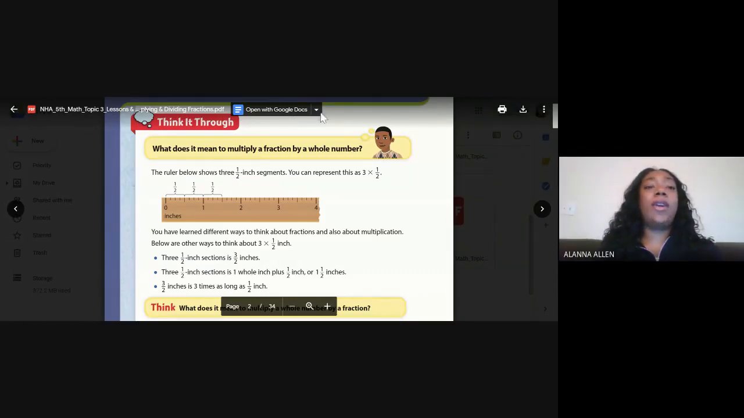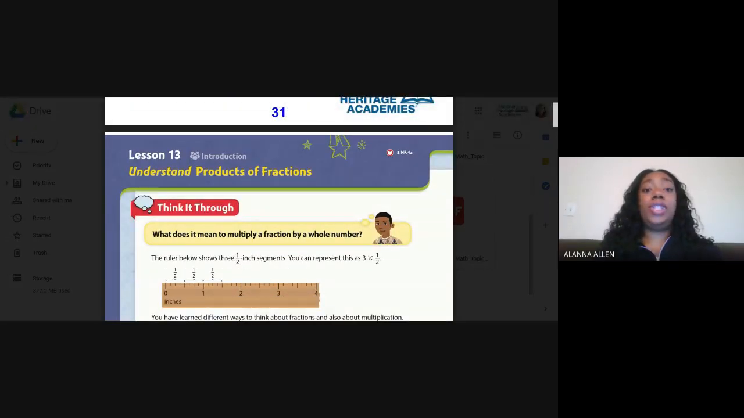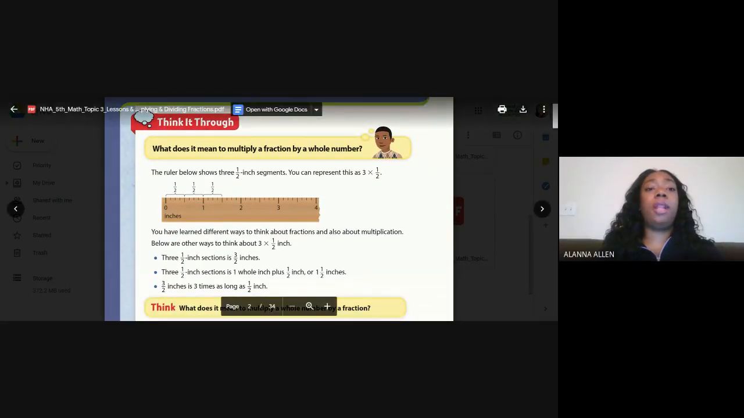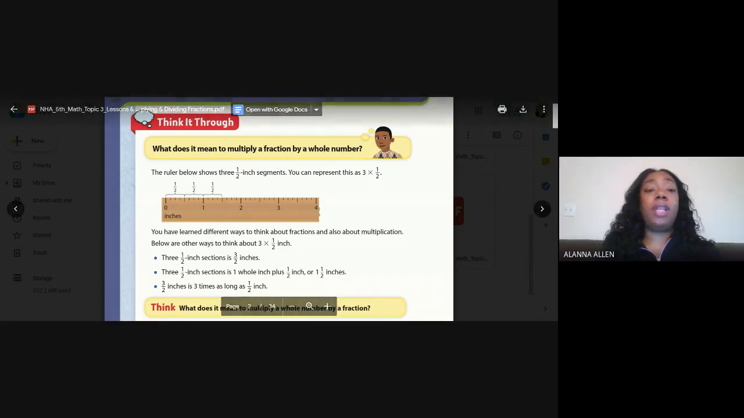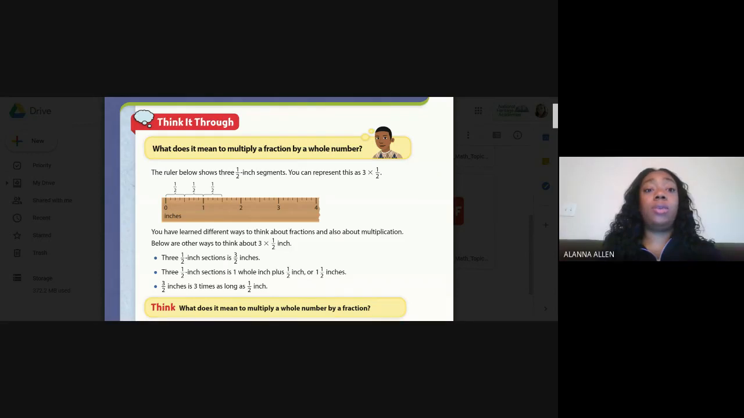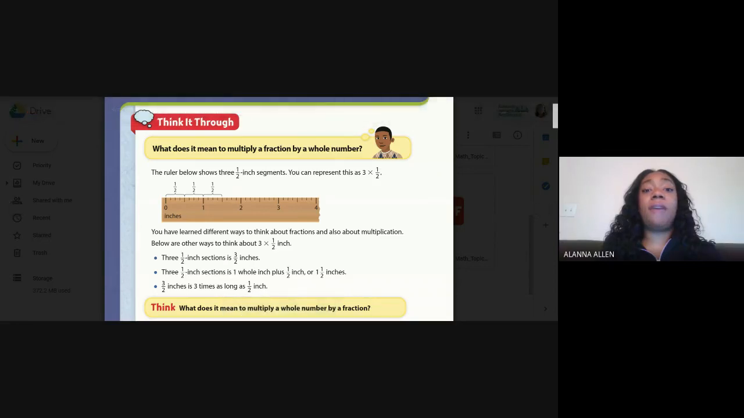Okay, guys, so we are going to learn a little bit more about what it means to multiply a fraction by a whole number. If we're looking here, the ruler below shows three 1-inch segments. You can represent this as 3 times 1/2. If you notice, there's 1, 2, 3 1/2 segments, which is why you get the equation 3 times 1/2. You have learned different ways to think about fractions and also about multiplication.